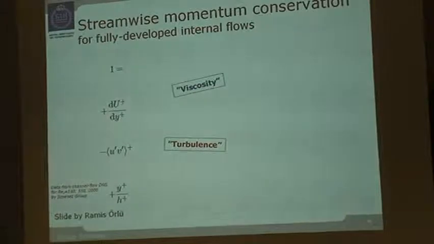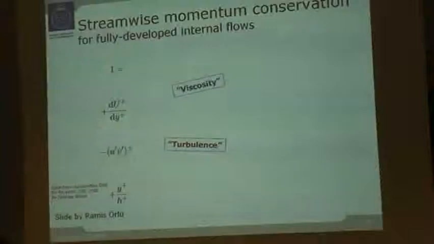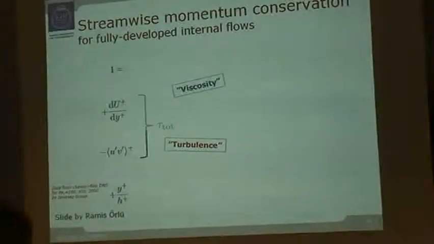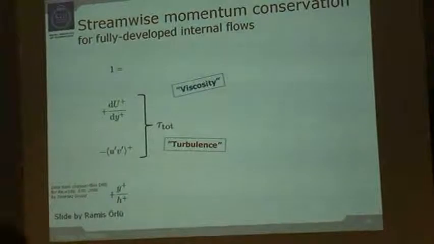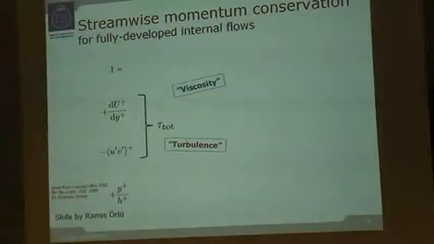Now, it's of course very interesting to actually see how these terms from this momentum balance compare to each other, how they depend on the distance from the wall. So I just wrote down here the four terms. 1 equals du plus dy plus minus the Reynolds stress plus. Again, this term corresponds to the viscous stresses, and this term corresponds to the turbulent stresses, and both of them together are the total stresses.